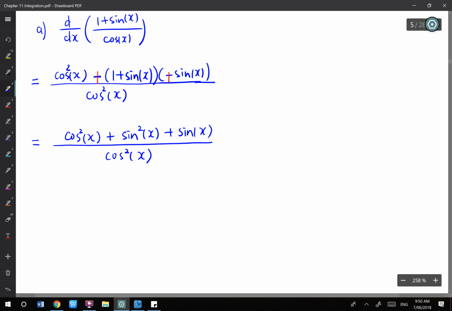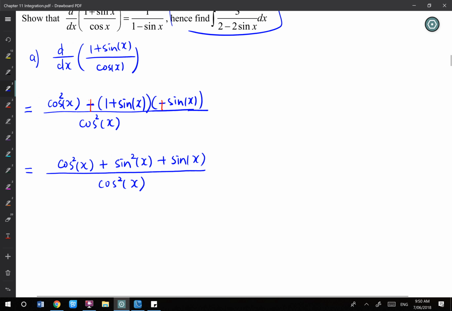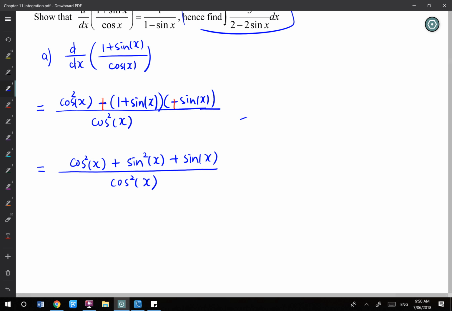Now I see quite many of you do something after that. I think it's because yesterday I taught you a plus b over c equals a over c plus b over c. And I see a lot of you separate the function here. So you do cosine over cosine is 1, and sine squared over cos squared, maybe that's a tan squared, and sine over cos. Okay, nothing wrong with that. You can do that.